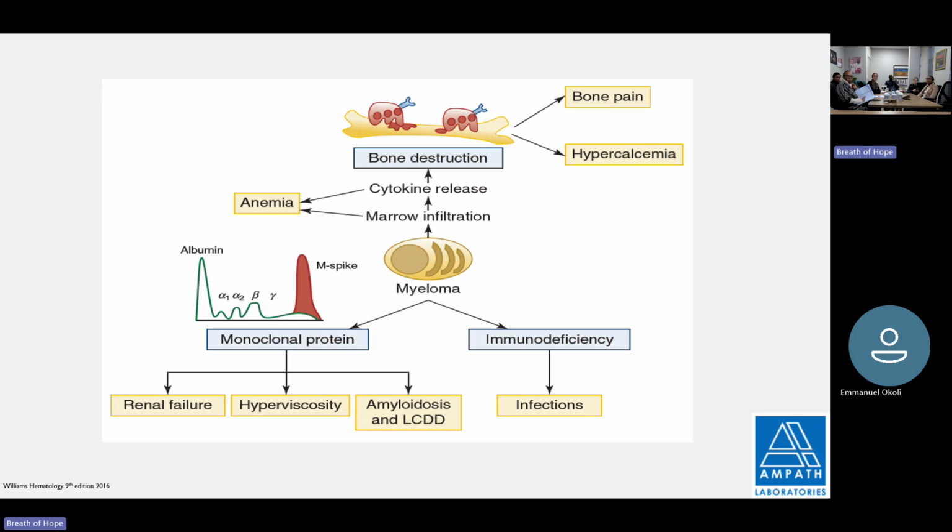And this is just a picture of what these plasma cells actually do. So I did mention it: they destroy your bone, breaking down the bone. They also produce non-functional immunoglobulins, so you present with infections. And these monoclonal proteins can cause hyperviscosity, renal failure, and they can deposit in organs. And in the end, they could also cause amyloidosis.